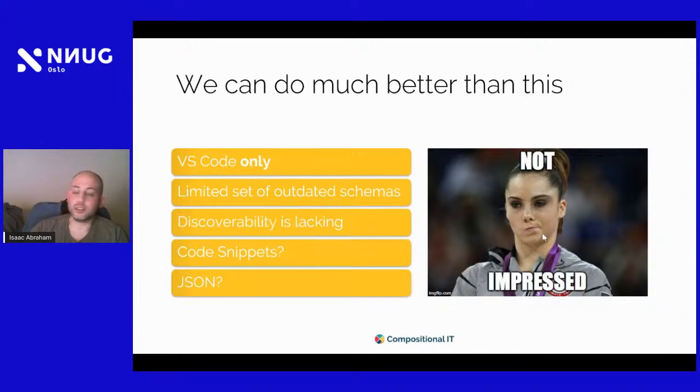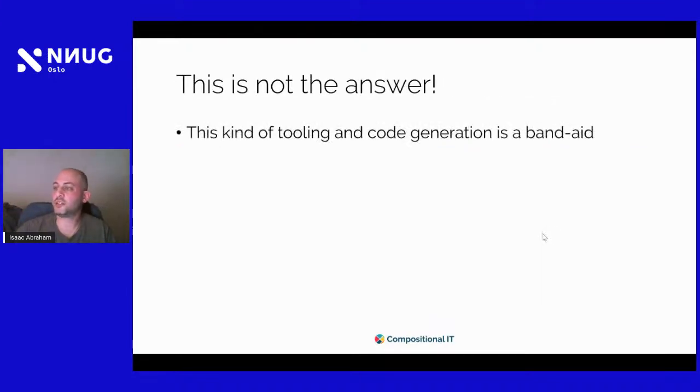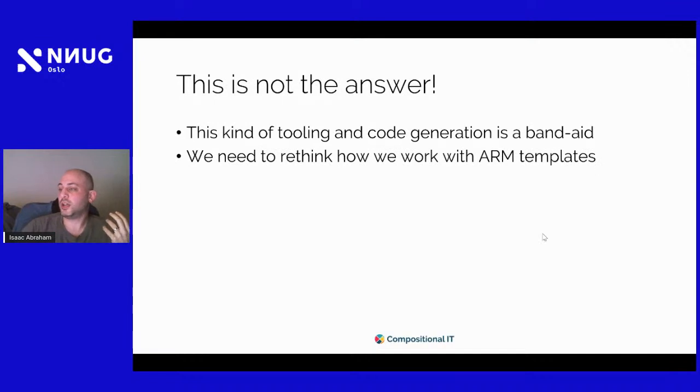And JSON and code snippets. Yeah, JSON is, I think, a fundamental issue with ARM templates. It's not going away. But this is not the answer, in my opinion. And this is really the crux of where I came to with Farmer: I think we need to rethink how we're working with ARM templates.